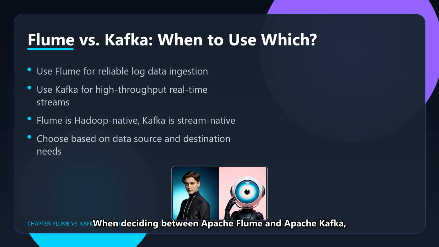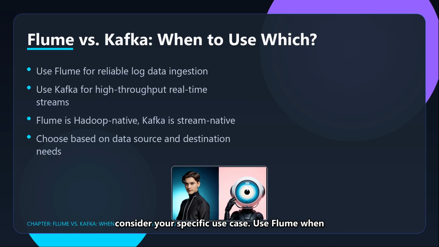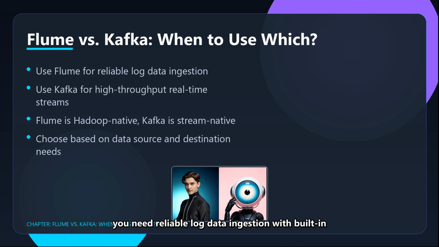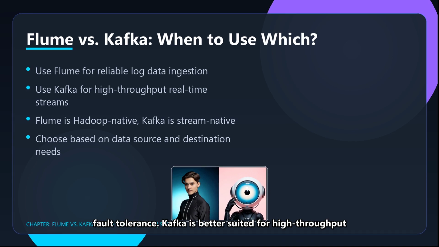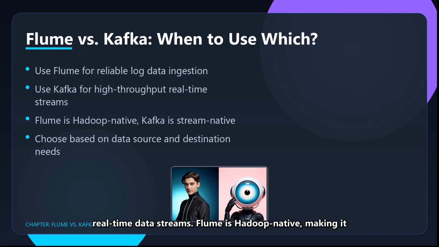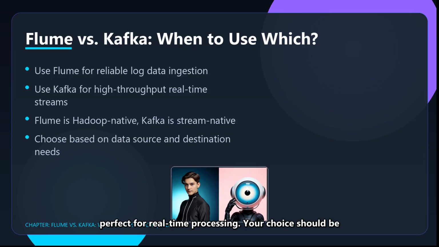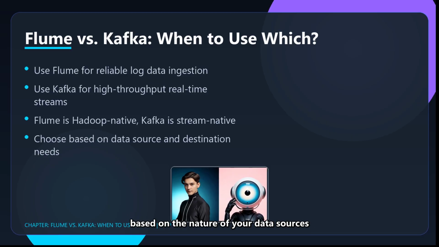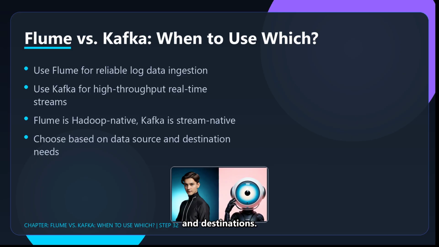When deciding between Apache Flume and Apache Kafka, consider your specific use case. Use Flume when you need reliable log data ingestion with built-in fault tolerance. Kafka is better suited for high-throughput real-time data streams. Flume is Hadoop native, making it ideal for Hadoop ecosystems, while Kafka is stream native, perfect for real-time processing. Your choice should be based on the nature of your data sources and destinations.